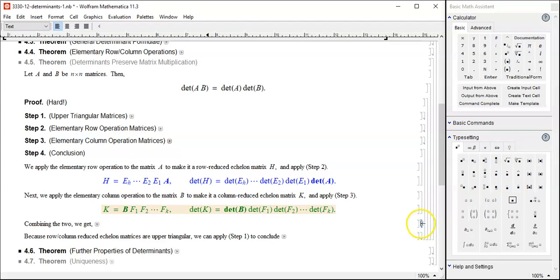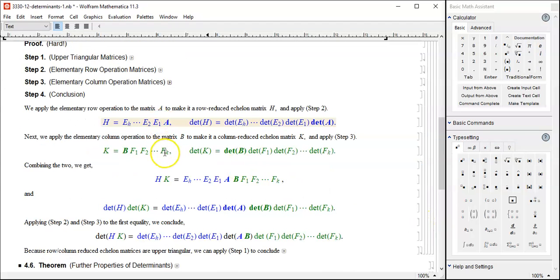Now let's combine these two. Let's combine the matrix multiplications first. H times K is equal to this times that, and it comes here. Does it make sense? Alright, next, let's take the determinant of H times the determinant of K. Multiply this times that, and that's what we see here. So that's the determinant of H times the determinant of K. Are we there yet? Almost.